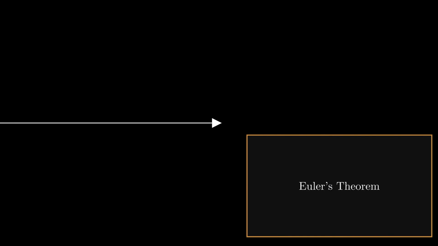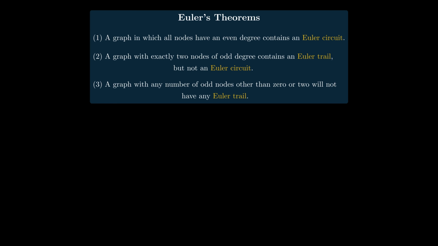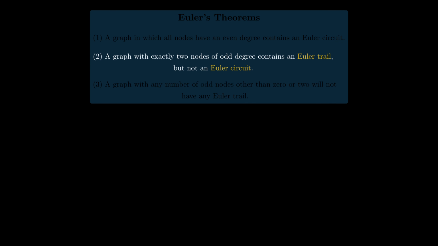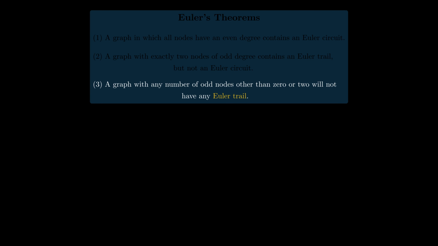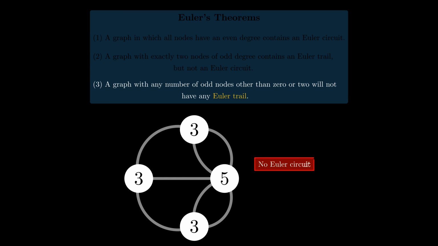Very important here is Euler's theorem, which states that a graph contains an Euler circuit if all its nodes have an even degree, and that it contains an Euler trail if exactly 2 nodes have an odd degree. Furthermore, it states that a graph with any number of nodes with an odd degree other than 0 or 2 will not have any Euler trail. Using this theorem, we concluded that the Königsberg graph contains neither an Euler circuit nor an Euler trail, which is why the question of how to actually calculate such a walk never really came up.